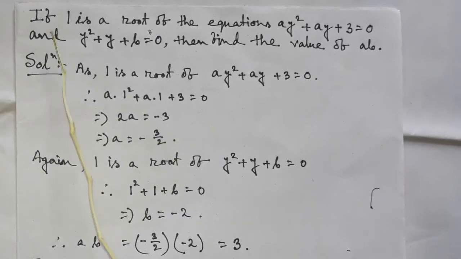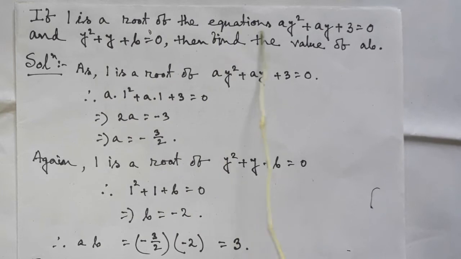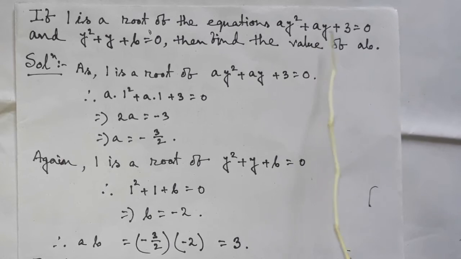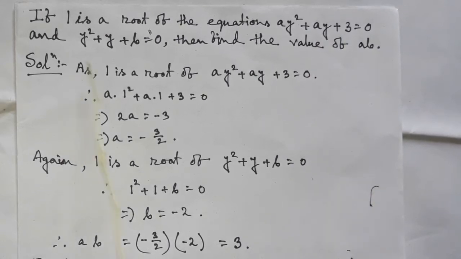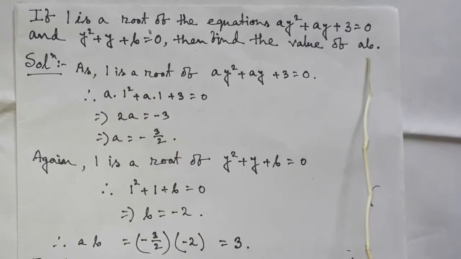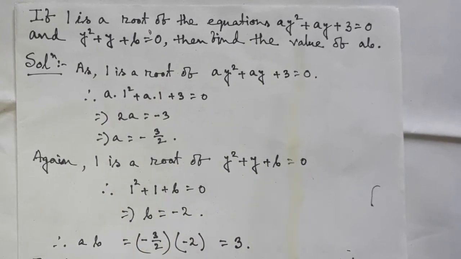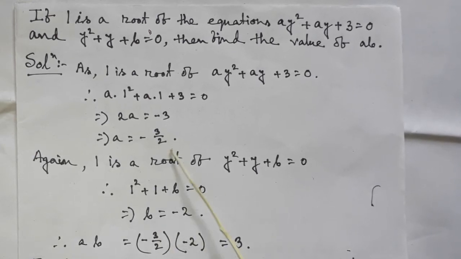A problem is given: if 1 is a root of the equation ay square plus ay plus 3 is equal to 0 and y square plus y plus b is equal to 0, then find the value of ab. That means 1 satisfies both these two equations. So putting 1 in both the two equations, from the first equation we will get the value of a, that is minus 3 by 2, and from the second equation we will get the value of b, that is minus 2. So ab, that is product of this minus 3 by 2 and minus 2, that is 3.